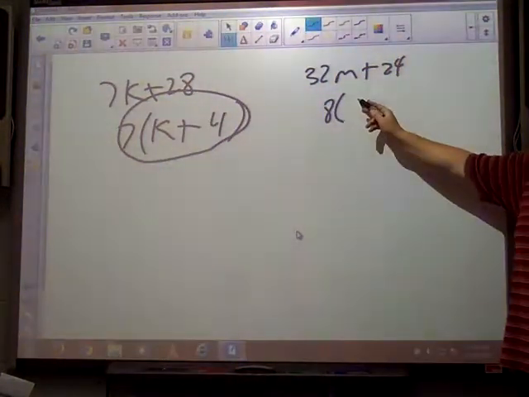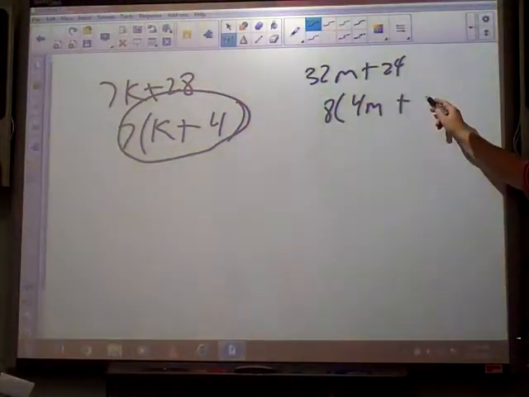32 divided by 8 is 4. We still have an M. 24 divided by 8 is 3.